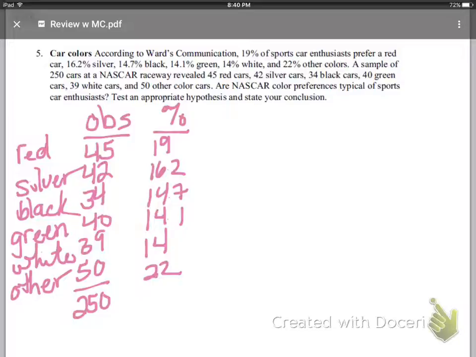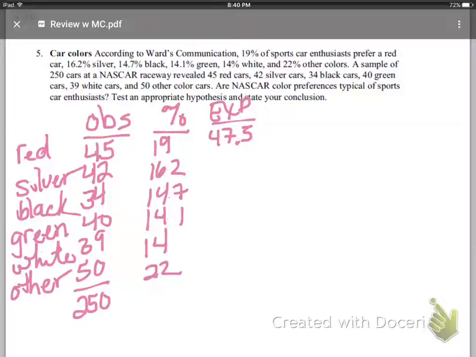Okay, so I'm looking at problem number 5, and they want to know about cars. And notice what I did. I just made a little table. I labeled each car, what they observe, and what the percentage is. And I have to find the expected. So to find the expected for red, there's a total of 250, so that's 250 times 0.19. And I get 47.5.